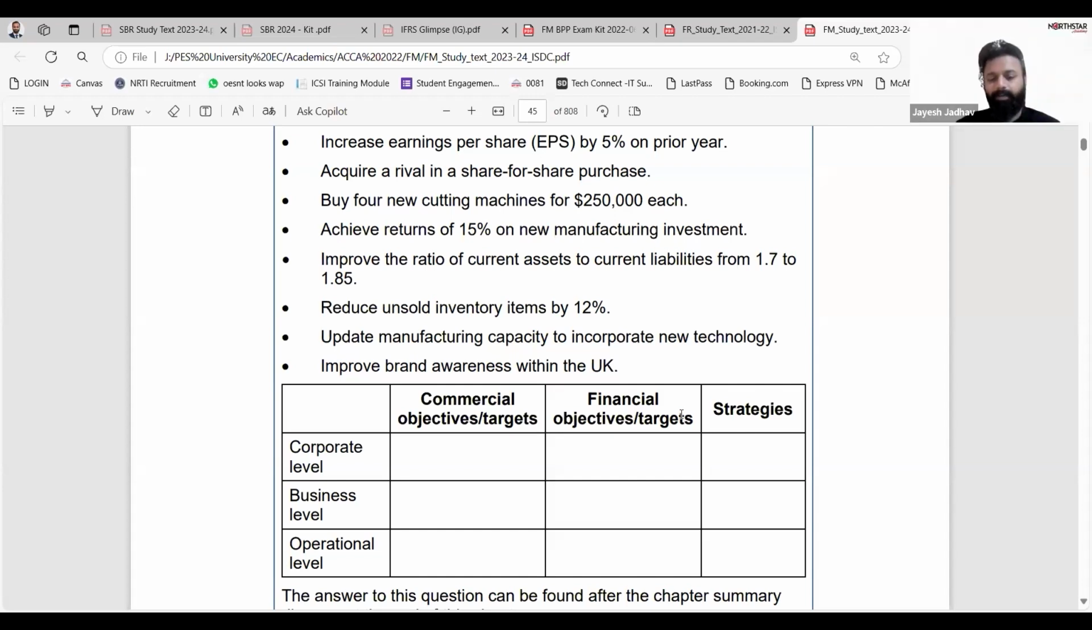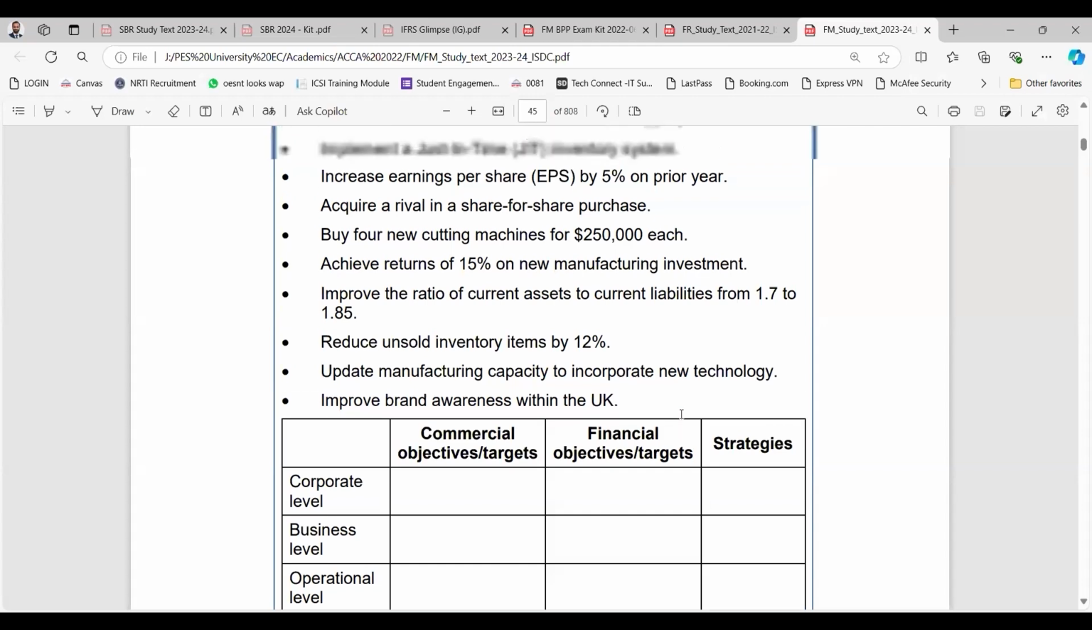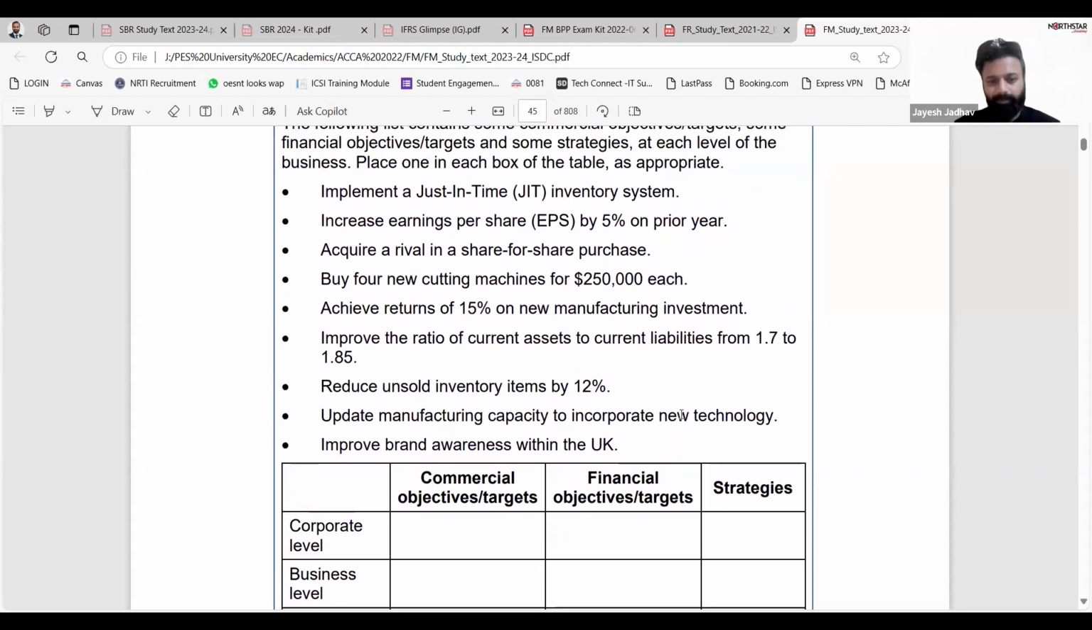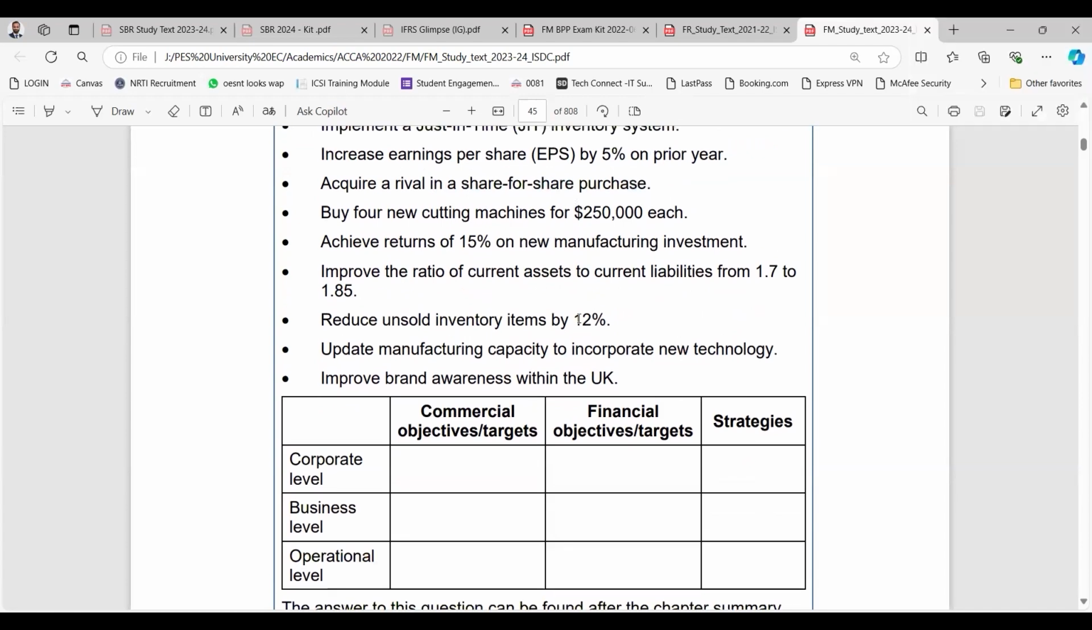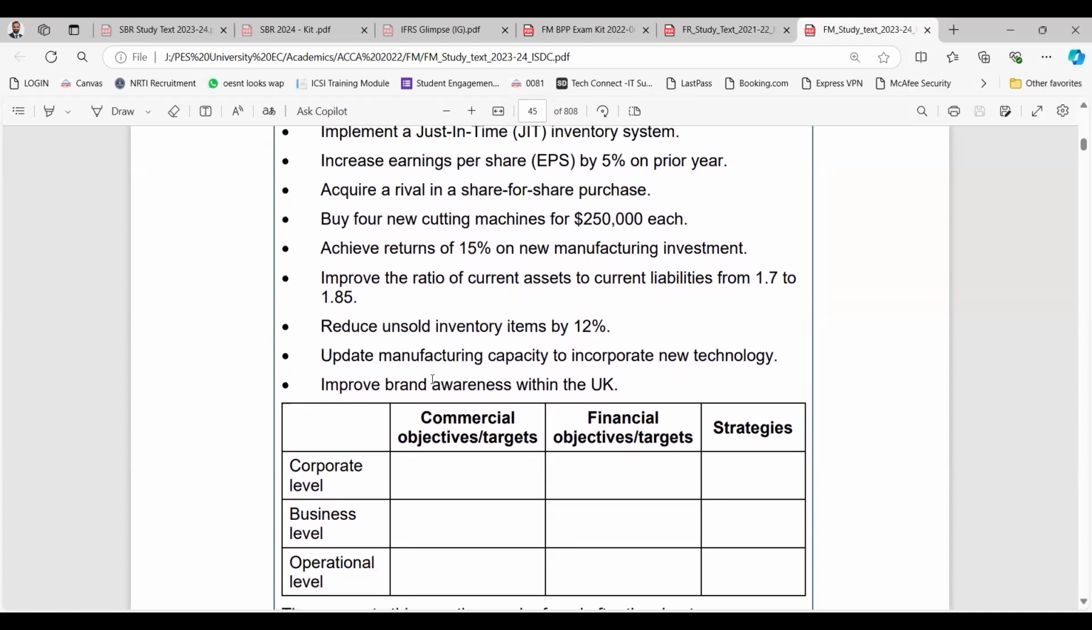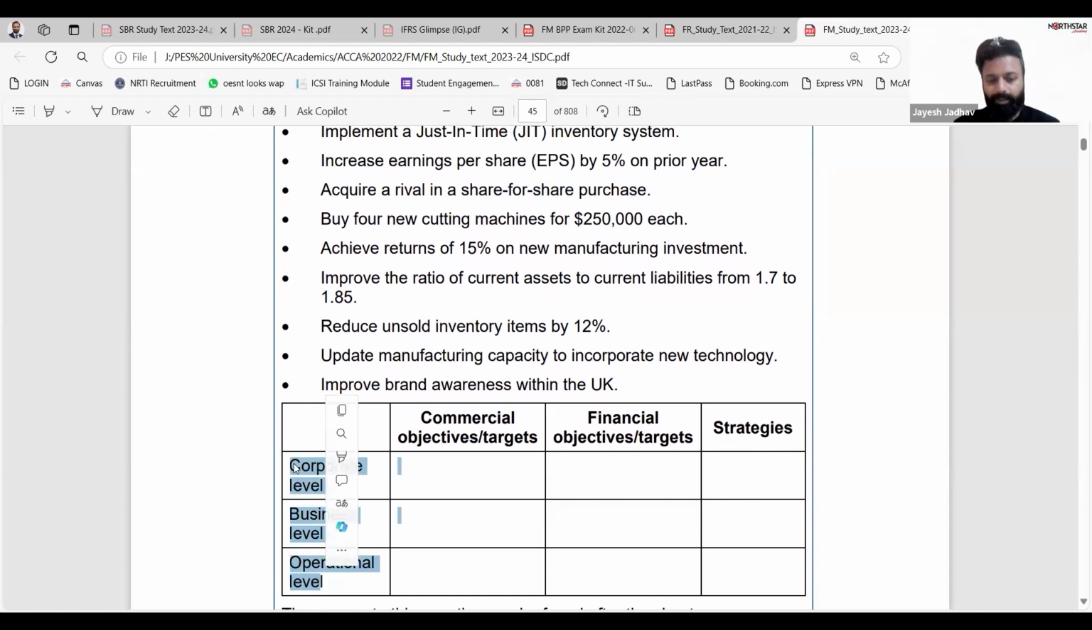Okay. Improve brand awareness within the UK. That's corporate level strategy. Acquiring a rival through a share purchase was also a corporate level strategy. How come they are coinciding? Okay, what we'll do is just make sure that it is CBO that we keep in mind: corporate, business, operational. That is the first thing I want to say. And then we will name it 1, 2, 3 on the basis of this. Is that fair enough?